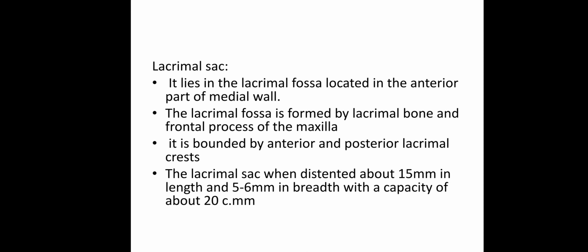The next one is the lacrimal sac, which lies in the lacrimal fossa, located in the anterior part of the medial wall. The lacrimal fossa is formed by the lacrimal bone and the frontal process of the maxilla. It is bounded by the anterior and posterior lacrimal crest. The lacrimal sac, when distended, is about 15 mm in length and 5 to 6 mm in breadth, with a capacity of about 20 cm.